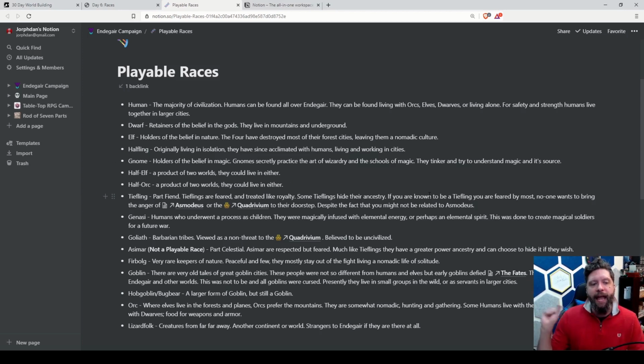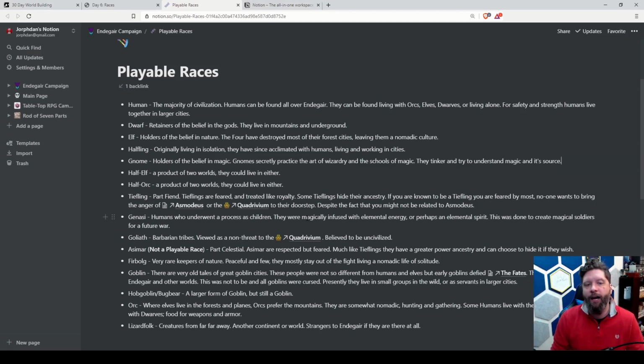Now, tieflings and Aasimar. I don't want tieflings and I don't want Aasimar to be a playable race. They are in Endegar, but to literally be a descendant of a magical being seems very big. You will definitely stand out. So tieflings are part fiend. They are feared, but they're also treated like royalty within human cities. Some tieflings hide their ancestry, and if you are known to be a tiefling, you are feared by most, and no one wants to bring the anger of your parental figure.